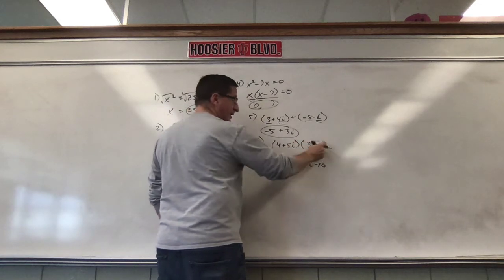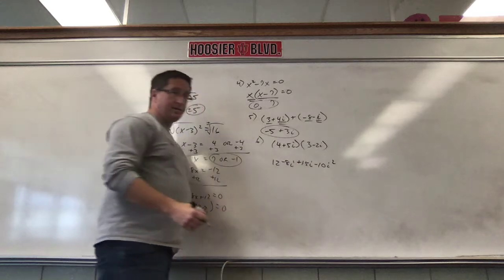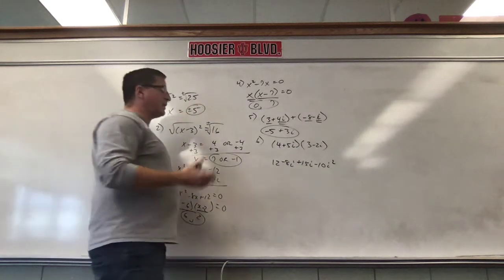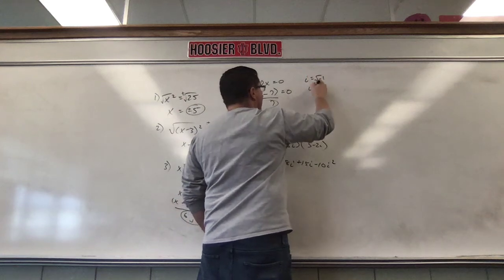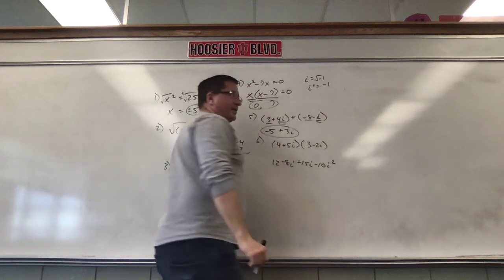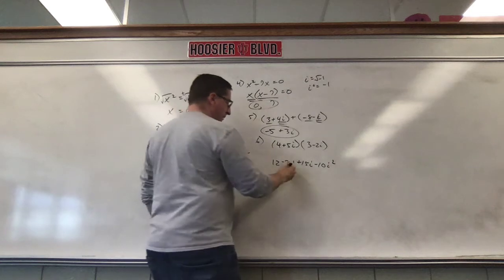And be careful here, i times i is i squared. Okay? And remember, i squared, you've got to have this memorized. i is radical negative 1. i squared is negative 1. Okay? So I can put these two together.